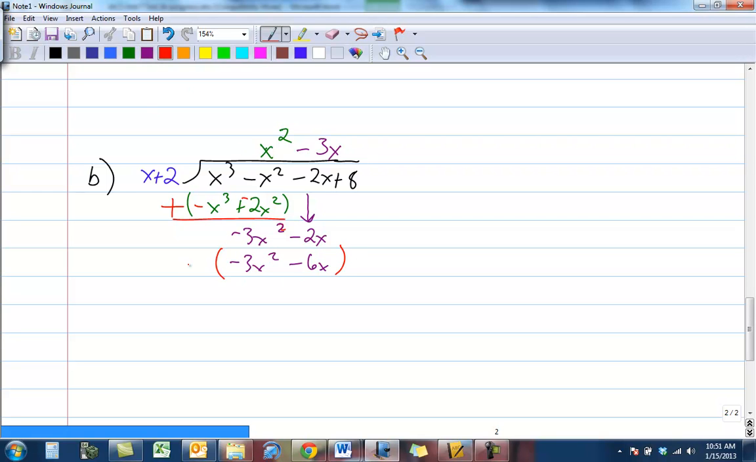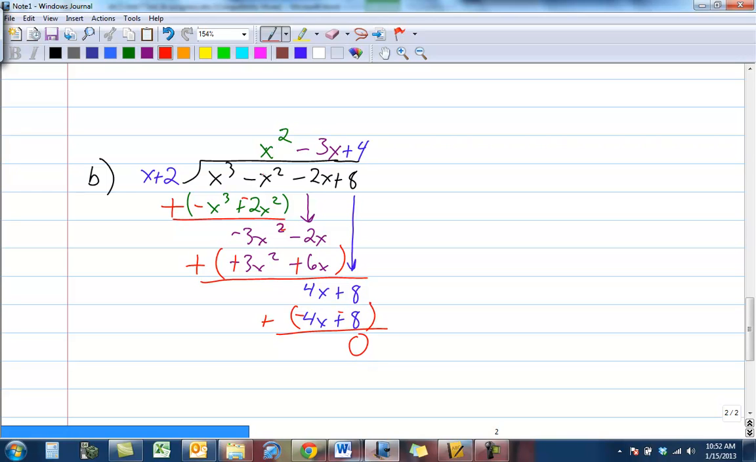And we're going to subtract this again. Add the opposite. And I'm left with the x squareds cancel. Negative 2x plus 6x is 4x. And we're going to bring down plus 8. What do I got to do to x to make it look like 4x? Multiply it by 4. So now we're at 4x plus 8. But we're going to subtract this, and then add the opposite. So we have a remainder of 0.